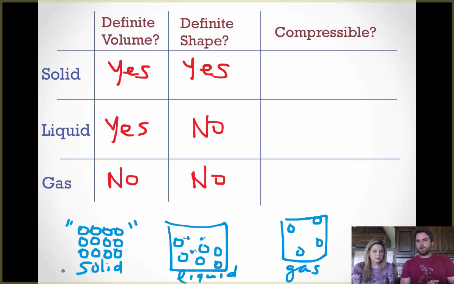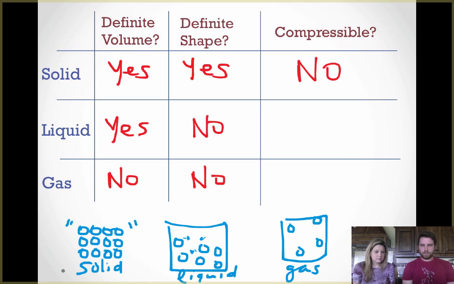So let's talk about the next thing, compressibility. So that's how much I can push the particles together. Right, so squeeze them closer together. So if you look at the diagram for solid, they're already pretty close together. So you're not going to be able to push them much closer. If you pick up a solid and squeeze it, it's not really going to change. Now, I know you guys think like, well, yeah, I can squeeze things, but you're really not pushing the particles any closer together. You're just changing the shape. So I'm going to say that solids are not compressible.